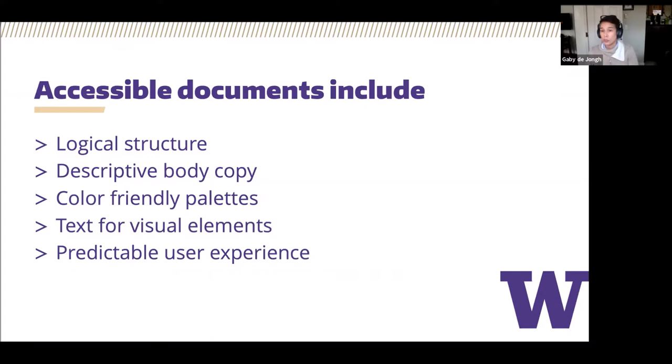You want to make sure to include color-friendly palettes that have a high contrast ratio between the foreground and the background to make it easily distinguishable for those who may have low vision. And also be sure to include text for visual elements such as images, graphics, and charts. The relationship between headings, paragraphs, figures, and page structure allows the reader multiple ways to navigate the document reliably. Establishing predictable patterns in documents helps the reader gain familiarity with the content as they cycle through those pages.